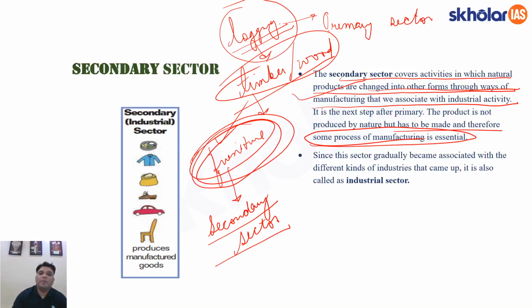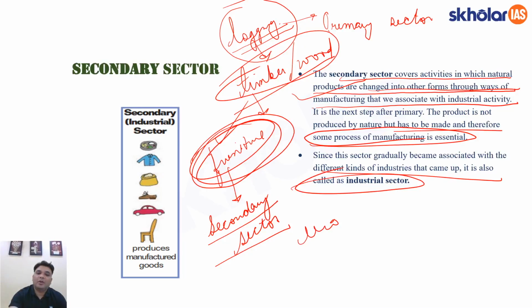जैसे फर्नीचर को आपको पॉलिशिंग करना ही पड़ेगा, राइट? फर्नीचर को आपको एक शेप देना ही पड़ेगा, तो दिस इज अ पार्ट ऑफ मैन्युफैक्चरिंग, राइट? And this sector gradually became associated with different kind of industries that came up, right? इसलिए इसको इंडस्ट्रियल सेक्टर भी कहा जाता है.